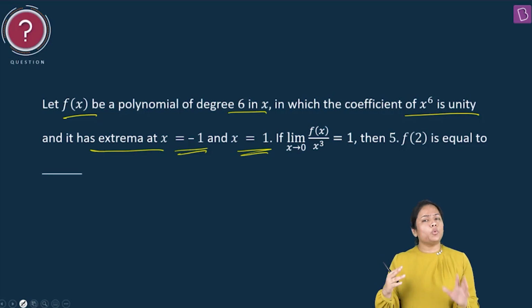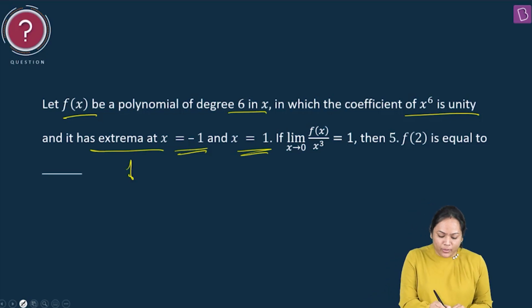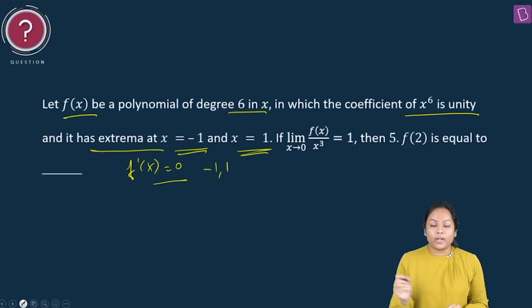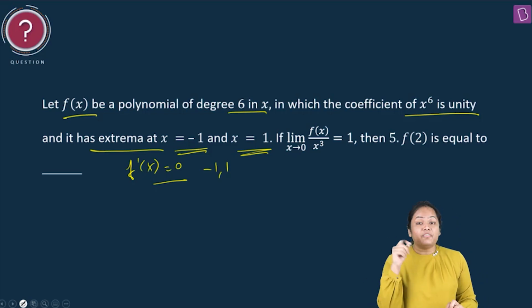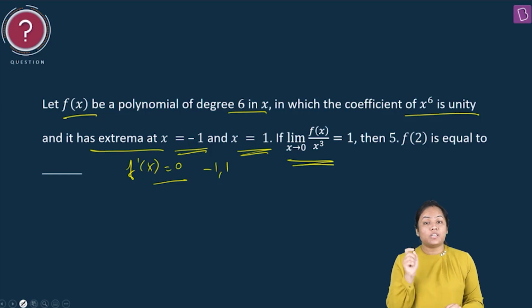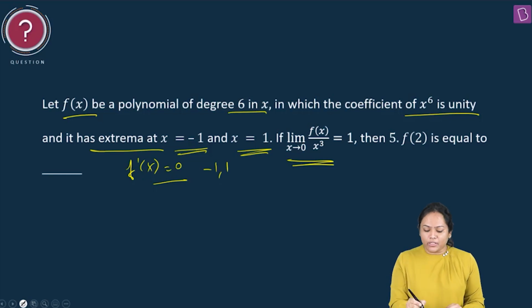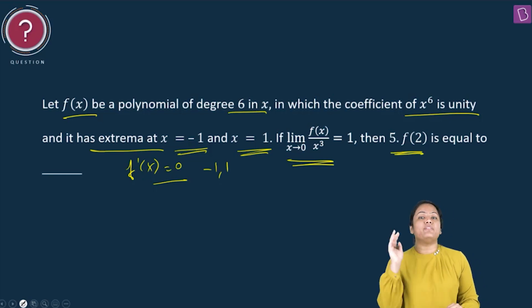Now, what do you mean by extrema? Well, extrema is either maxima or minima. And the condition which we apply is what? You are right. We have to apply f dash x equal to 0, and f dash x will be 0 at 2 points, which are minus 1 and 1, right? Further, they have given us one more piece of information. Limit x approaching 0, f(x) by x cube, is 1. Then, what is the value of 5 multiplied by f of 2?